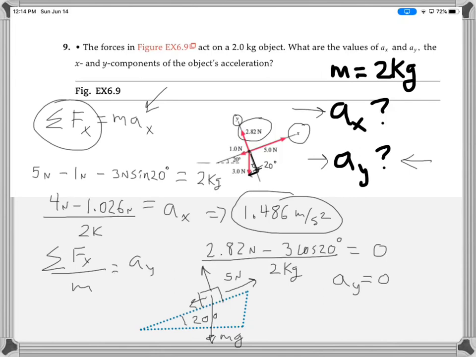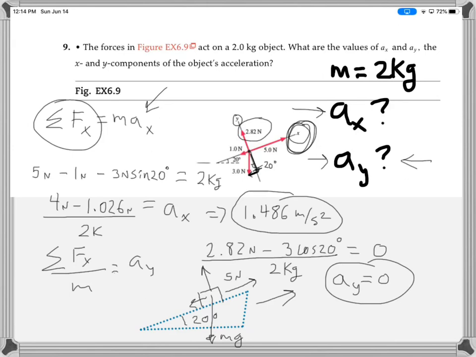Now the acceleration that we got for the x direction is 1.486 positive. So that means that the 5 Newton force, which probably is applied in a real life situation with a string, is bigger than the component of the weight and the friction, and it makes the block accelerate up the incline. That's what we're getting. Up the incline is the acceleration because it is positive.